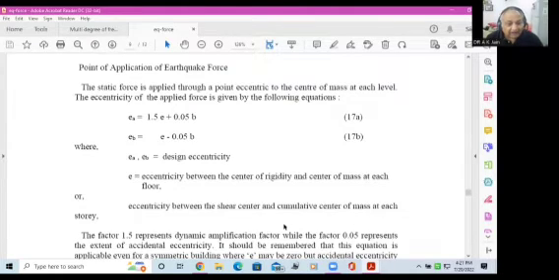Our codes are not original codes; they are based on copy and paste from other international codes. Therefore, I don't see any justification whatsoever for using a factor of 1.5, except to make the life of the designer difficult.